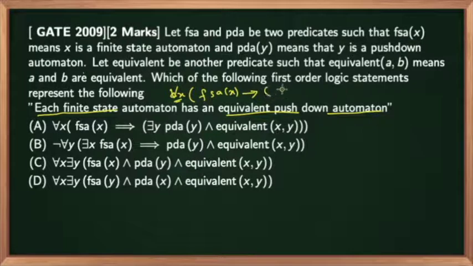Then that means there exists a PDA y, right? So we have there exists, then you should have and here. So there exists a PDA y and it should be equivalent, equivalent of x comma y. So this should be the statement. So if you see the answers, A should be the correct answer.